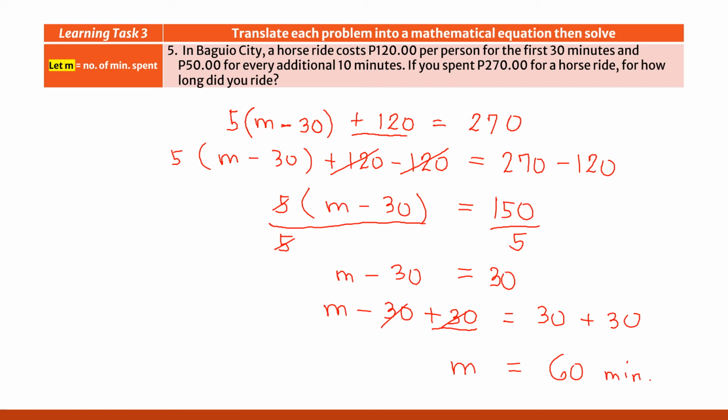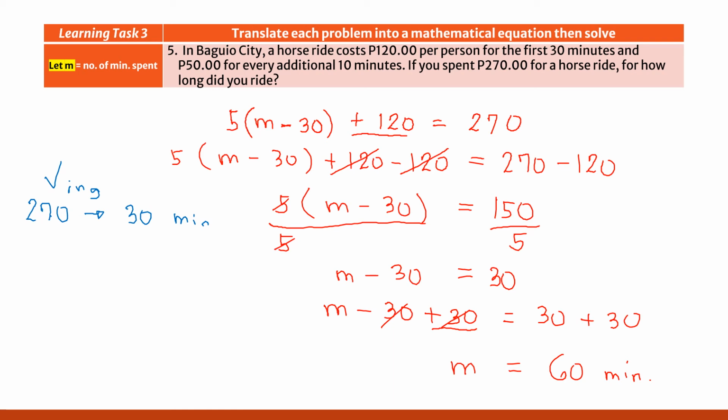Okay? Tama nga kaya na ikaw ay 1 oras na nag-ride? I-check nga natin, i-analyze nga natin. Sabi natin kanina, nagbayad ka ng 270. Tama ba? So, 270 sa loob ng ilang minuto nga? 30 minutes. Tama? Ito, checking na to ha. Checking lang kung tama yung 60 minutes. So, 270 pesos sa loob ng 30 minutes. Tapos, 50 pesos for every additional 10 minutes.